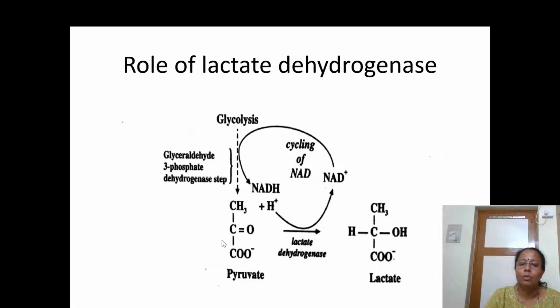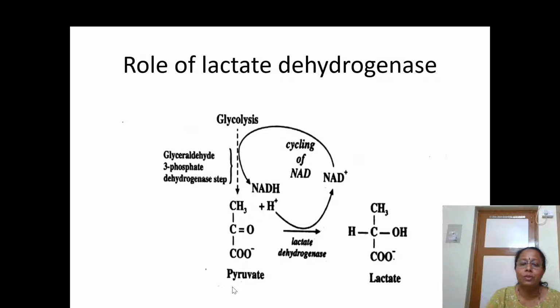This CO group is a ketone group. Upon reduction, you end up with this secondary alcohol, the CHOH group. And in turn, NADH gets oxidized to NAD+. So, this is also very important for the continuation of glycolysis. Which is the enzyme employed here? Lactate dehydrogenase. The role of lactate dehydrogenase is to reoxidize NADH into NAD+.